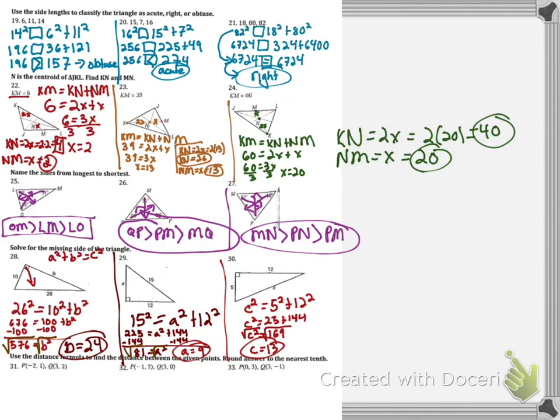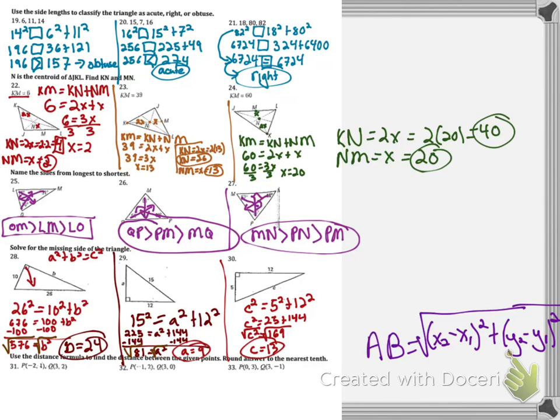Our last group on the bottom of this page is the distance formula. I'm going to write that off to the side. So if you don't remember, make sure you have this down. So we see that AB equals the square root of x2 minus x1 squared plus y2 minus y1 squared. Remember, we go through and we label all of our points. So I have x1, y1, x2, y2.